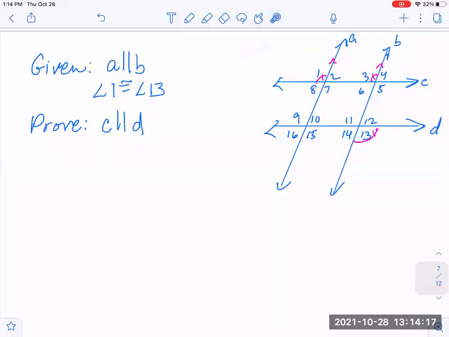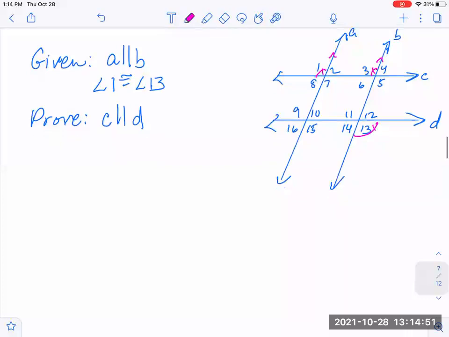So for right now, can we all agree that angle 1 and angle 3 are congruent? Yes. Okay, what kinds of angles are angle 3 and 13? They appear to be obtuse, but they aren't necessarily. They are alternate exterior angles. And I know angle 3 is congruent to angle 13, right? Because 1 is congruent to 13 and 1 is congruent to 3. Once I know alternate exterior angles are congruent, then I can conclude that these lines are parallel. So that's the path I'm going to take.